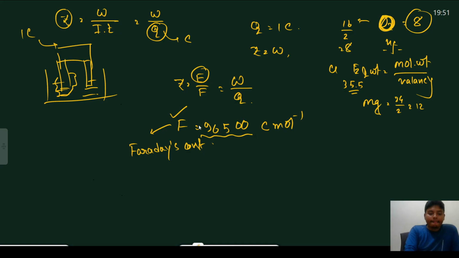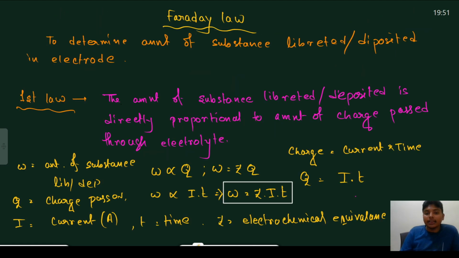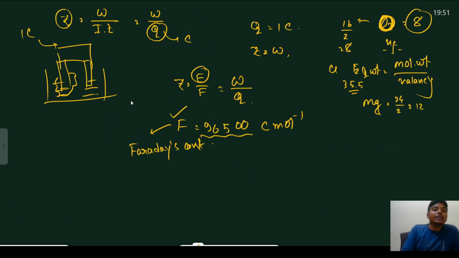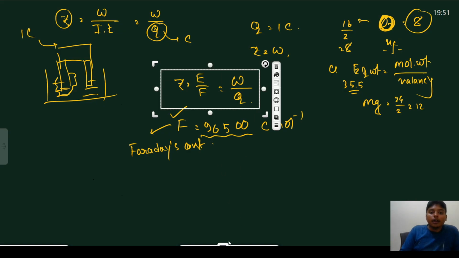Okay, so what is Z? Z is an electrochemical equivalent. Z means when 1 coulomb of charge passes through an electrolyte, how much amount of substance is liberated or deposited? That is known as Z. How to calculate? Either you can go with E by F or W by Q. Now I am giving a question. Let's see who can tell.